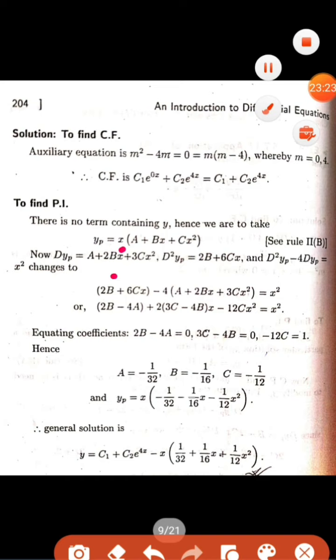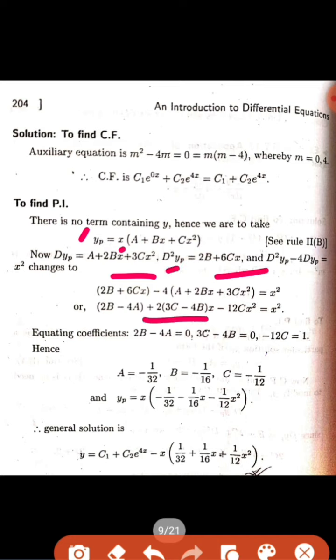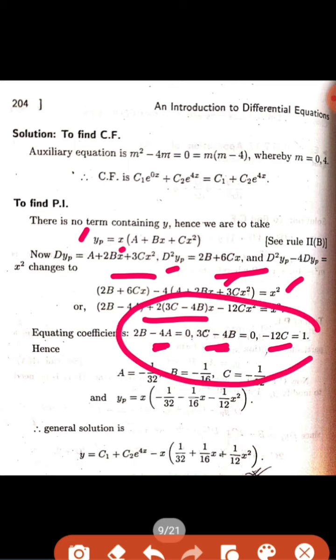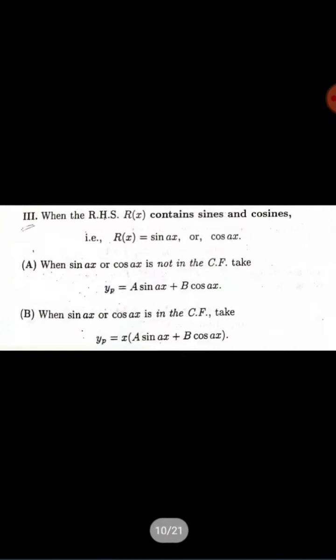Now, the natural way: find dYP by differentiating it the first time, differentiate it a second time, and we have d square YP, and put the values in the equation of this sum and compare the left hand side and right hand side, which we have already discussed in the previous sum. We have the equations with a, b, c. Now solving these equations we have the answer for a, b, c, and putting this in YP, you have the value of YP, and you also have CF plus YP equals y, and this is the final answer.